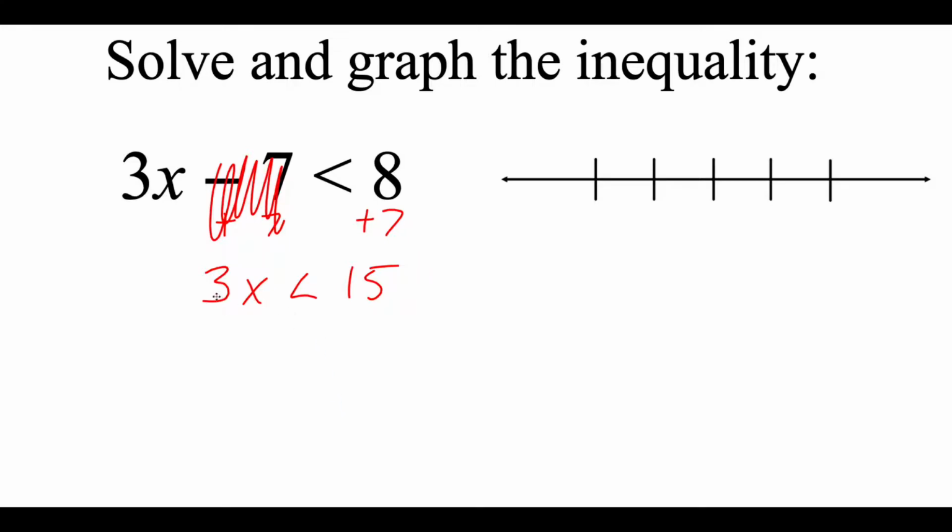Now we want to get rid of that 3 that's in front of our x. 3x really means 3 times x. So to get rid of that multiplication, we're going to divide both sides by 3. And that's going to leave me with x is less than 5.